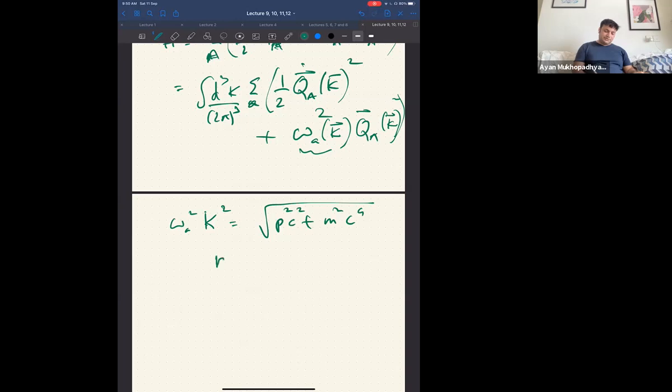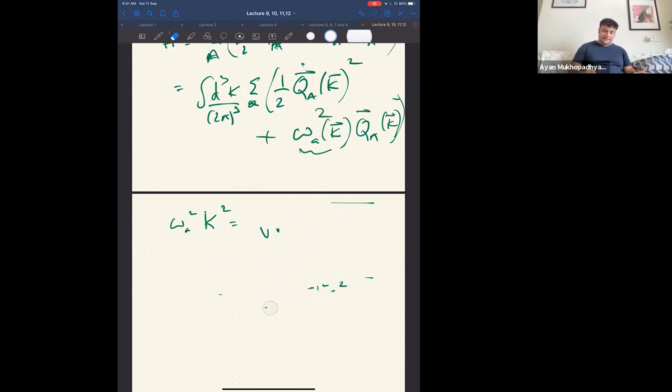But p is equal to h bar mod k, right? h bar mod k. So this will become the square root of h bar squared mod k squared. This is the dispersion, if it is relativistic. Again, I'm saying we want to generalize it. We don't know if it's relativistic. For the moment, it's not necessary that you have Lorentz symmetry or anything.